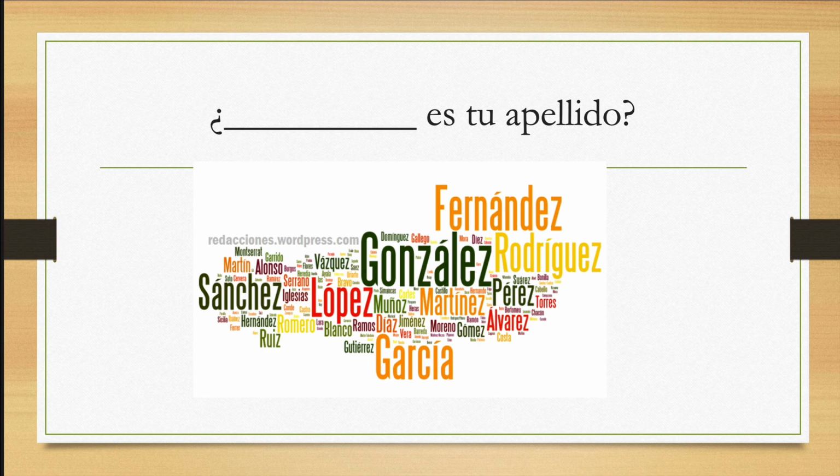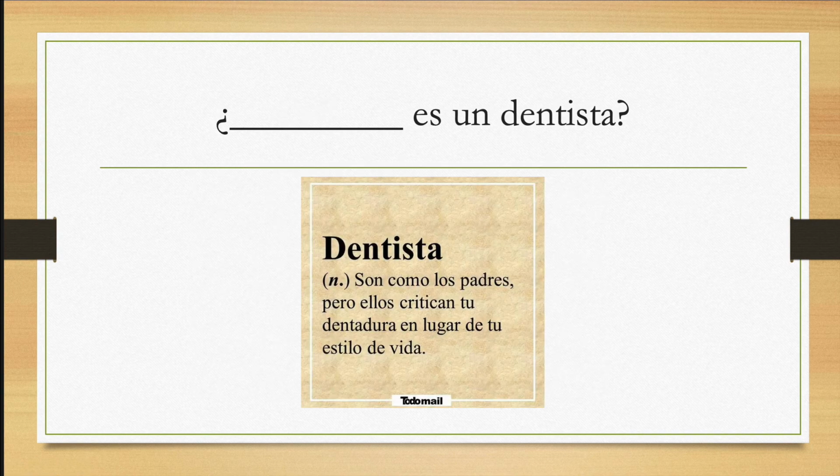¿Qué o cuál es tu apellido? ¿Cuál? What is your last name, right? What is something? ¿Qué o cuál? ¿Qué es un dentista? Because you're asking for definition. Dentista. Son como los padres, pero ellos critican tu dentadura en lugar de tu estilo de vida. It's kind of interesting. It says, dentists are like parents, but they criticize your teeth in place of your life.